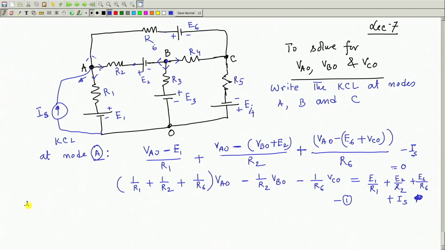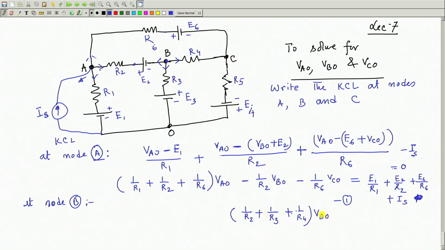Now, let us write down KCL at node B. At node B, in the same way I will write, because node B is at the center stage now. So, the coefficient of VBO will be the sum of the reciprocal of all the resistances connected here: 1 by R 2 plus 1 by R 3 plus 1 by R 4. And this should be VBO. If you simplify that, writing from basics.